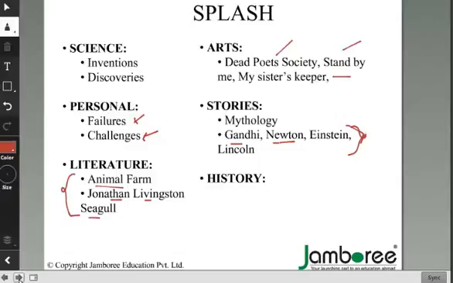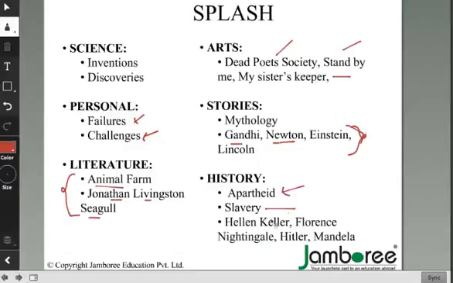So history, examples related to apartheid. I hope you know what apartheid is. Apartheid is when there is discrimination between black and white related to slavery, right? So these are some very famous personalities from whose life you can give examples. Helen Keller, Florence Nightingale, Hitler, Nelson Mandela. So these are some historical figures, based on whose life you can give examples, right?